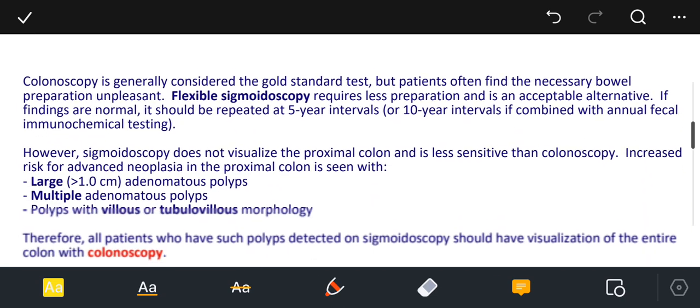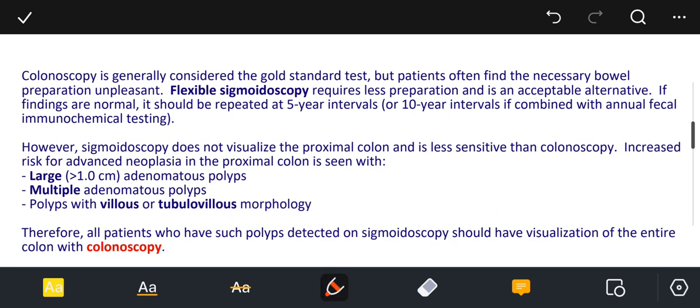Next point is that colonoscopy is generally considered a gold standard test, but patients often find necessary bowel preparations unpleasant. Flexible sigmoidoscopy requires less preparation and is an acceptable alternative. If findings are normal, it should be repeated every 5-year interval or 10-year intervals if combined with annual fecal immunochemical testing. However, sigmoidoscopy does not visualize the proximal colon and is less sensitive than colonoscopy.